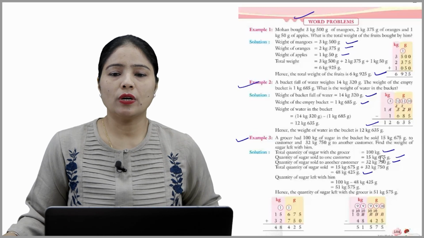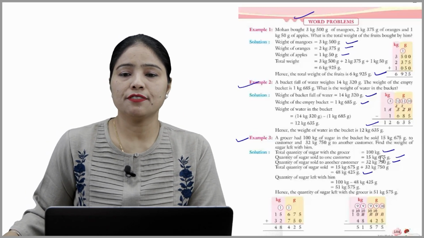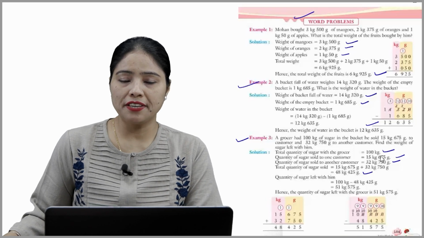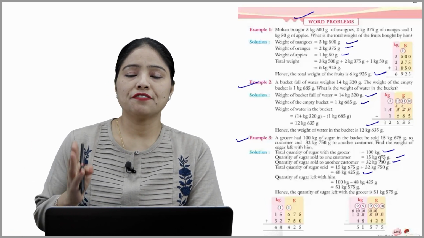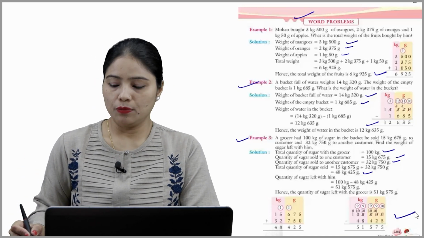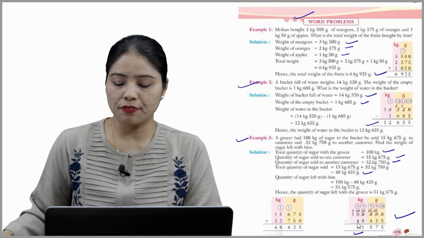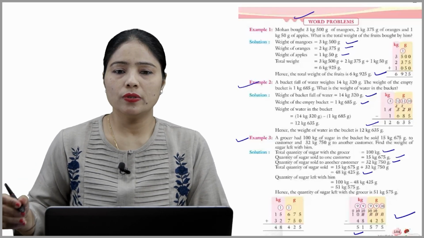Now quantity of sugar left with him, क्या करेंगे हम? 100 kg minus 48 kg 425 gram. So the answer is 51 kg 575 gram beta. Like that one. Okay. So this is the answer. I hope you understood the whole concept very nicely. So now next beta.